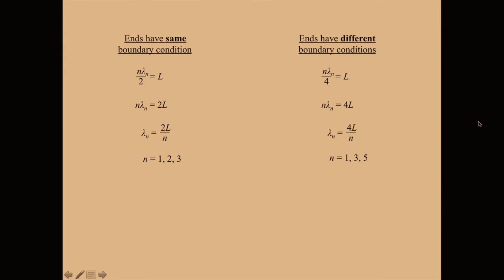The other thing you have to remember is that the value of n is any positive integer when the boundary conditions are the same, and it's only odd integers when the boundary conditions are different. So this is how we find the value of lambda, which fits inside the pipe. We call those the harmonic standing waves, or the harmonic frequencies.